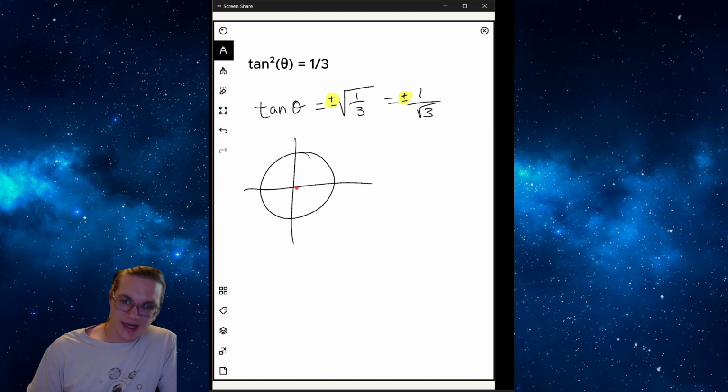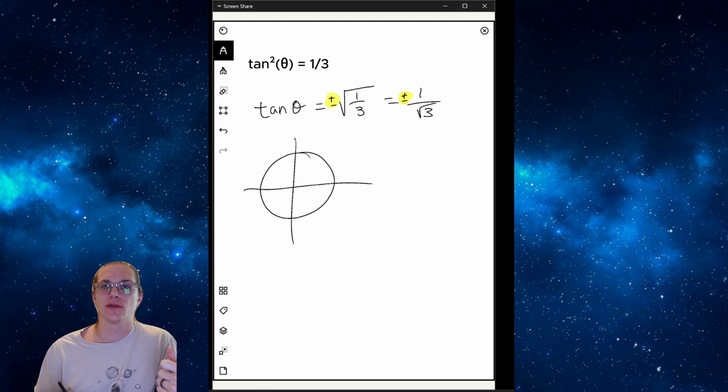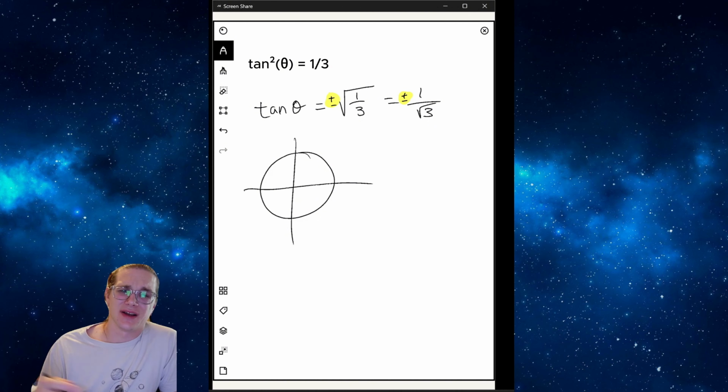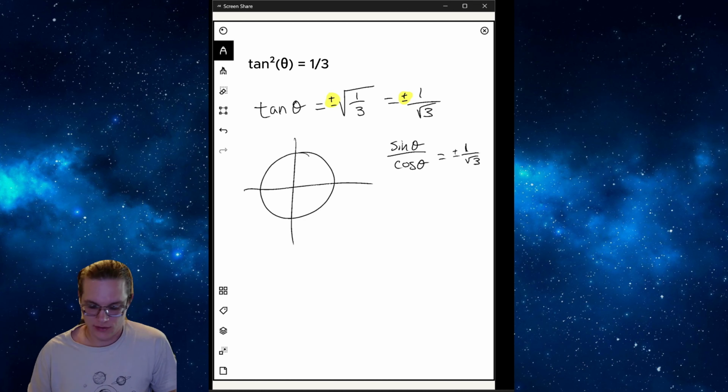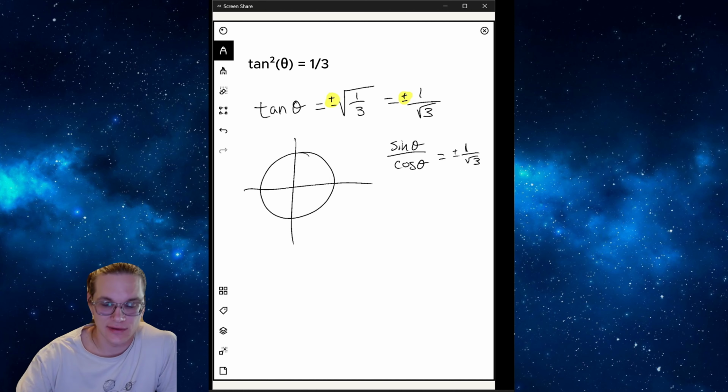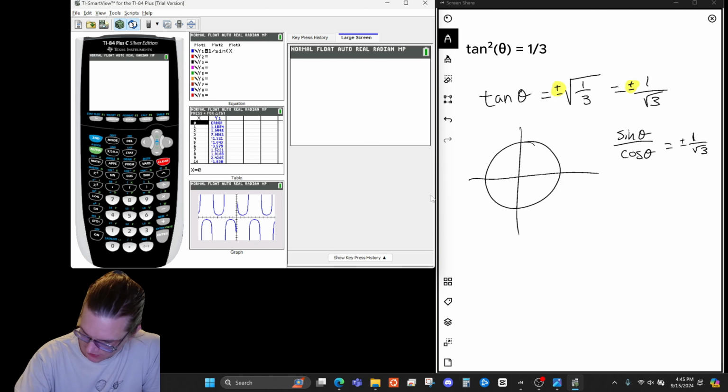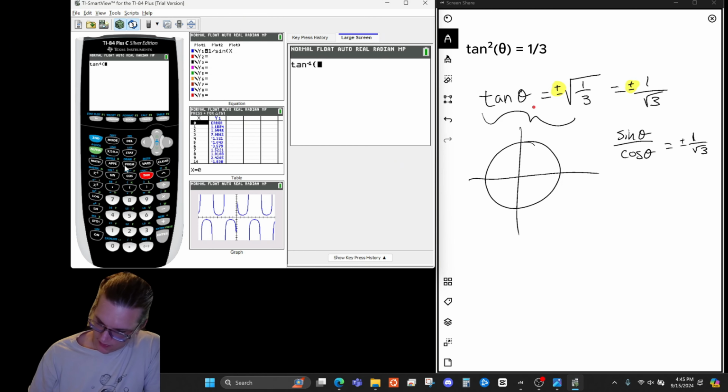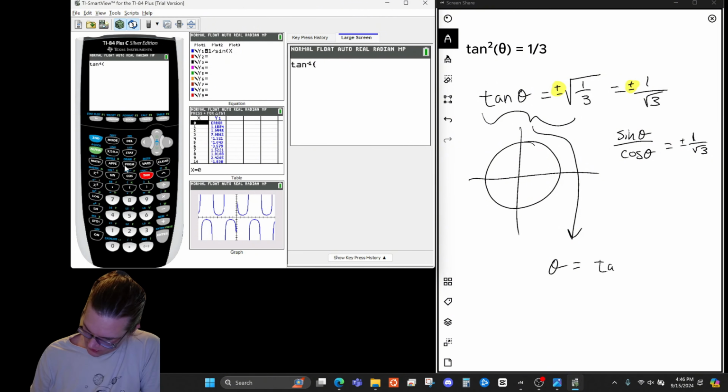1 over root 3. This is one of those where you may memorize the solutions for sine and cosine, right? The coordinates on the circle. But are you going to remember every angle for the common angles for tangent? Maybe not. So rather than do it by hand, let's ask the calculator. Also, recall that another way of writing this is, of course, theta is equal to inverse tangent of 1 over root 3.